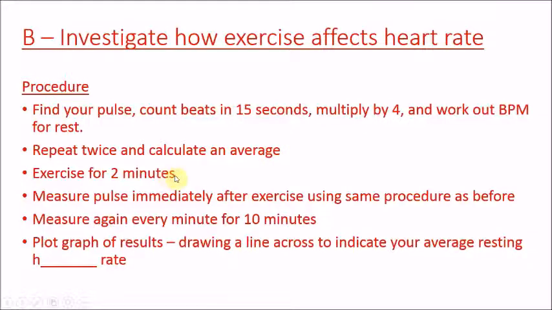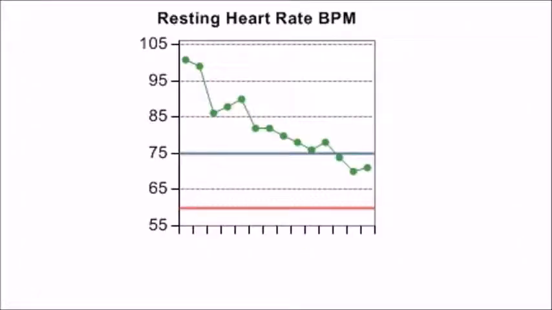Exercise for 2 minutes, and then measure the pulse immediately after exercising using the same procedure as before. Then measure it again every minute after exercise for 10 minutes. What you can do then is plot a graph of all of those pulse rates for all of those time intervals and draw a line across it to indicate your resting heart rate.